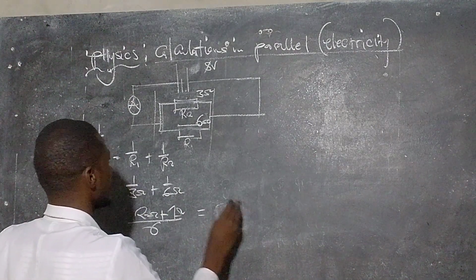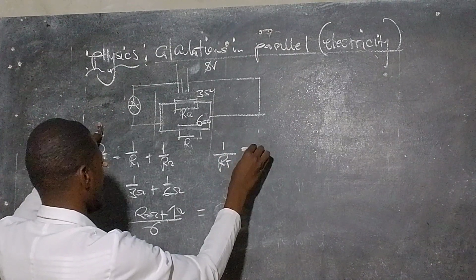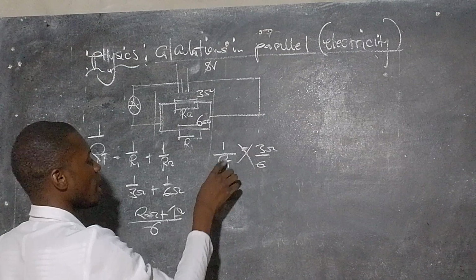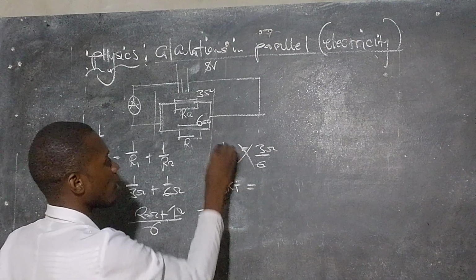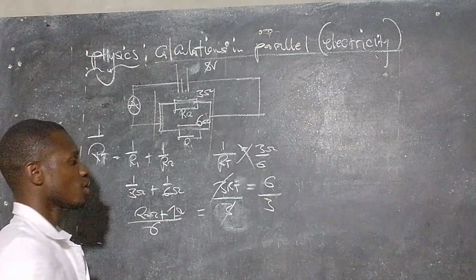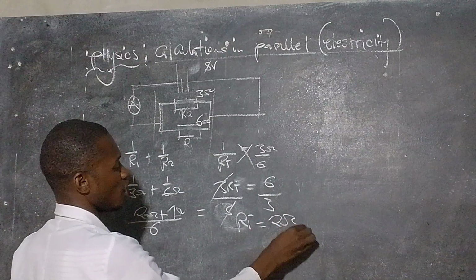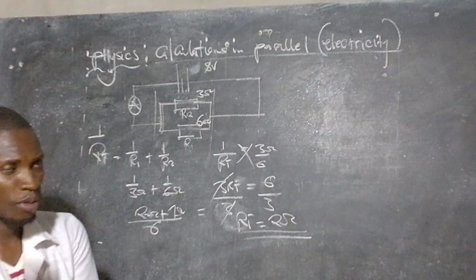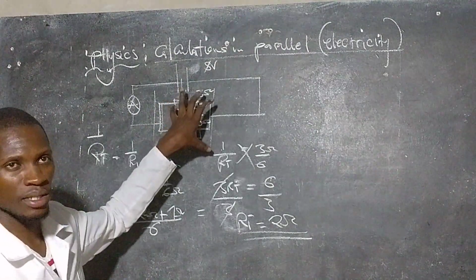So 1 over RT is equal to 3 over 6. Cross multiply: 3 by RT gives us 3 RT, which is equal to 1 by 6. Then divide by 3, divide by 3, so we cancel out. So RT is 6 divided by 3, we are getting 2 ohms.